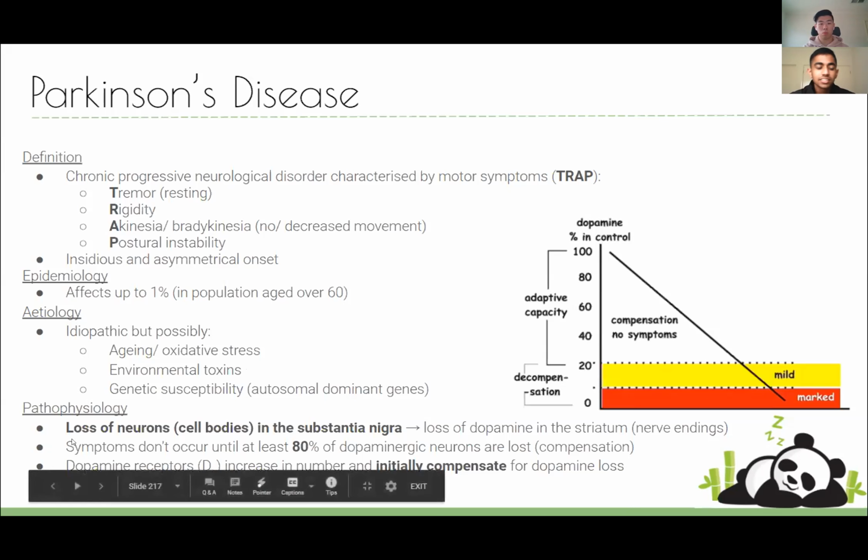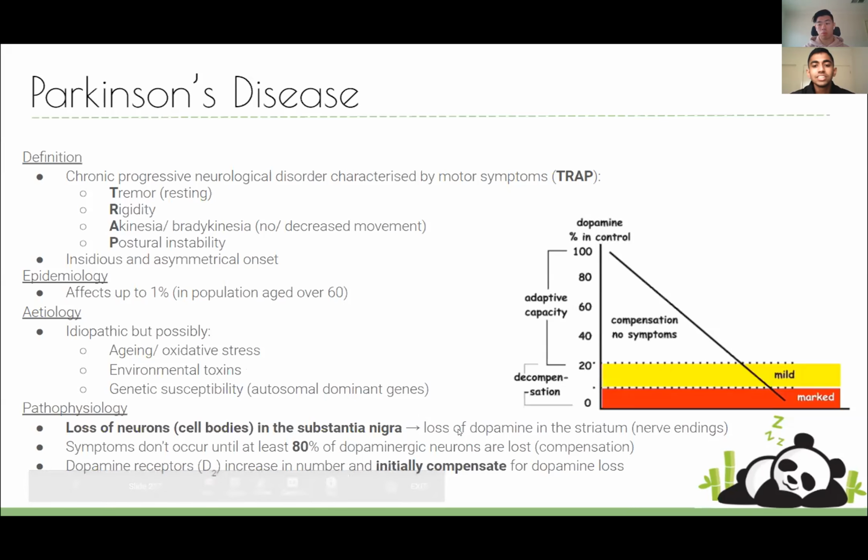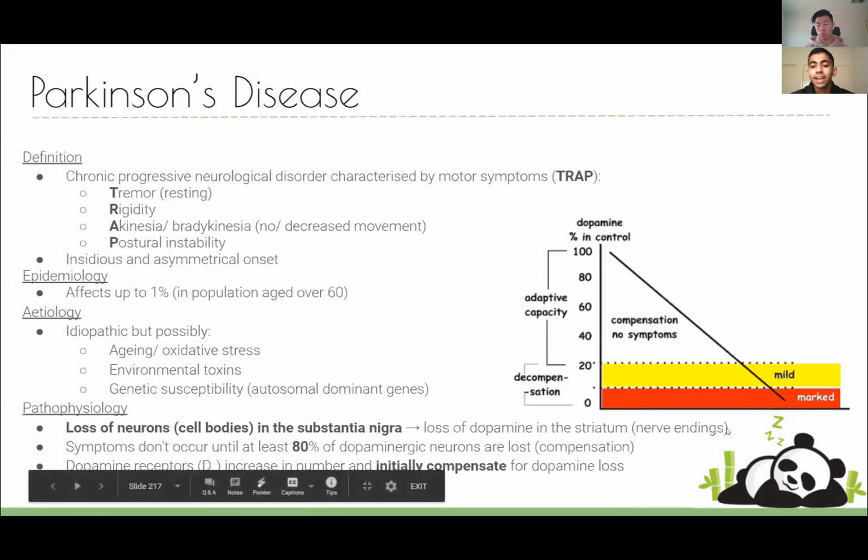Pathophysiology, this is like big. So there's a loss of neurons in your substantia nigra, which leads to a loss of dopamine in the striatum, in those pathways in the basal ganglia, which you do need to know about. That's like big core for second year, I think. And it's really important because it's a progressive loss of dopamine and those nerves.